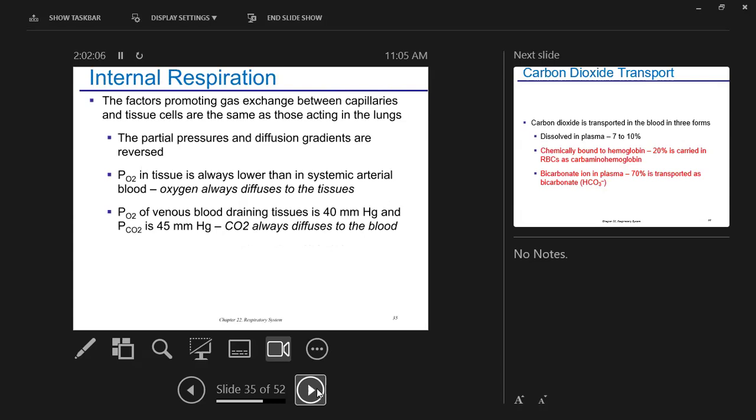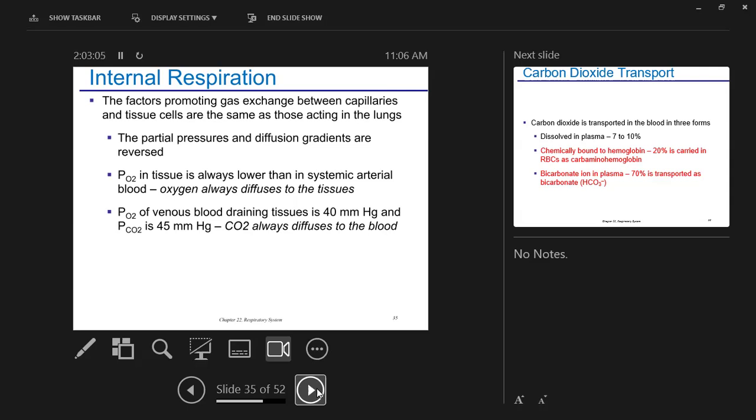Now, when we get to the tissues, in what we call internal respiration, where we're taking blood going to the cells, the partial pressure of oxygen in the cell that we're feeding is always lower than what's in the blood. So the partial pressure of oxygen is always greater in the blood than it is in the tissues. It's going to be probably around 100 in the blood and about 40 in the tissues. So oxygen will always diffuse into the tissues.